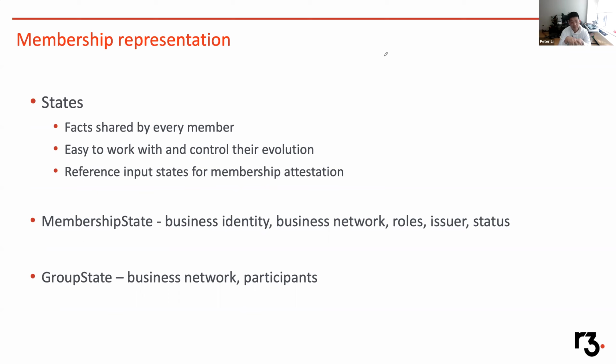So in that sense, if you have done some Corda development before, then you will see that Corda state is the best tool to store the information on the Corda level about this membership representation, because Corda states are facts that are shared by every member. And Corda states are easy to work with and to control their evolution, because, as someone asked before, can you have more than one identity? No, but you can update them, and a Corda state can constantly get updated and eventually consumed.